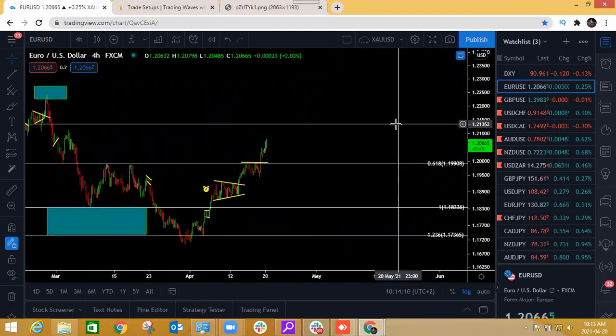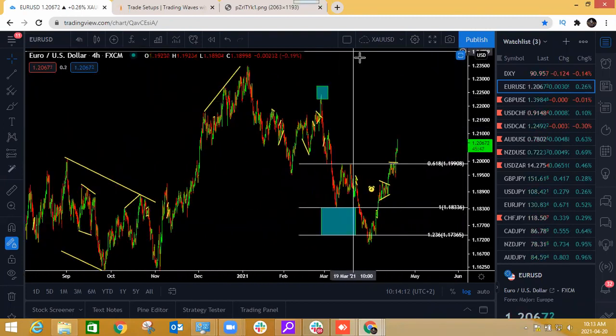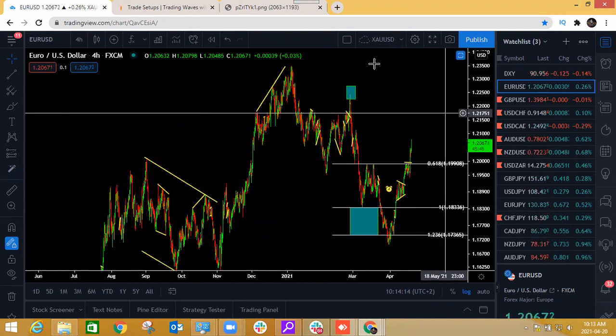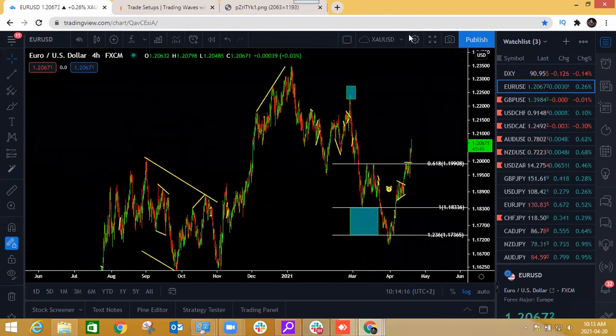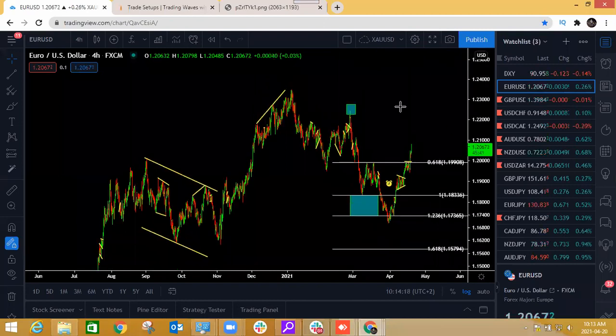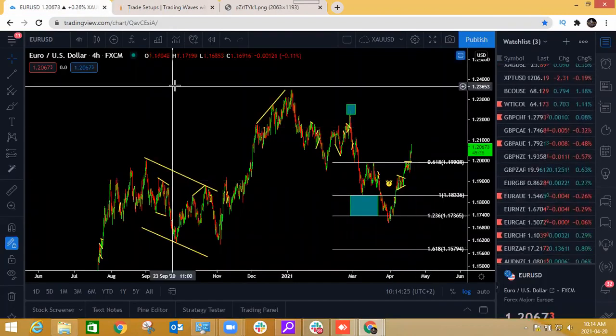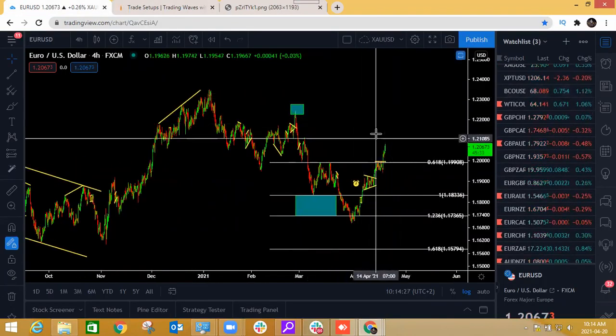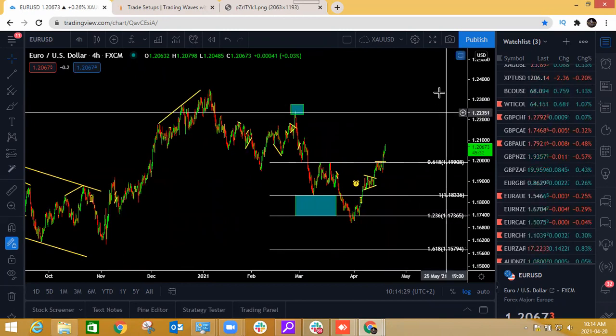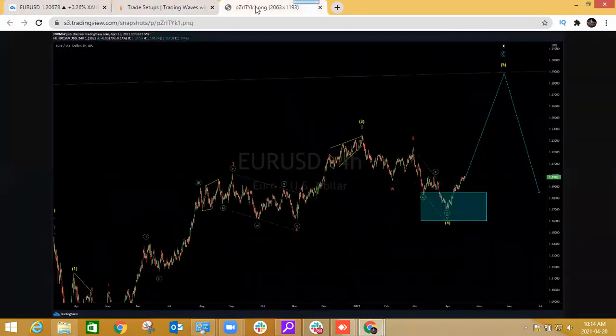All right, so let's get started. We have done an update on our charts yesterday on our trade setups. Let's go through that before we start looking for new trade setups. Let's look at Euro US dollar first. Trade setup on Euro US dollar. Let's have a look here. That is not a trade setup.